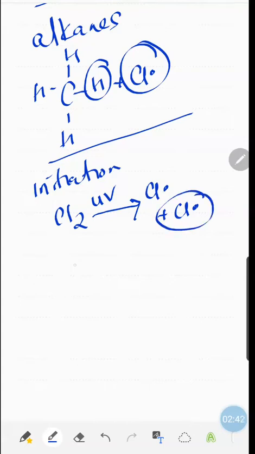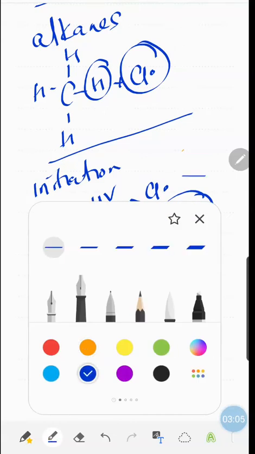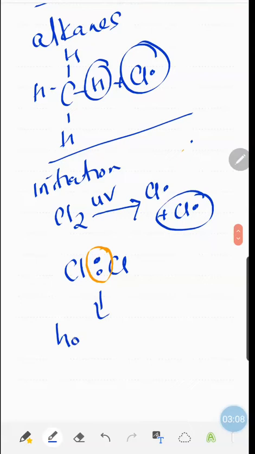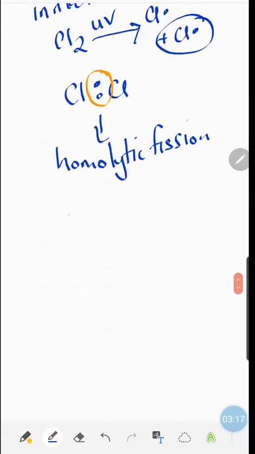How did this happen? Well, focus on chlorine. In the chlorine we have the following. There's your covalent bond in chlorine. When this chlorine breaks, the breakage is known as homolytic fission. So we call this breakage homolytic fission. When the covalent bond breaks, each chlorine takes an electron with it.